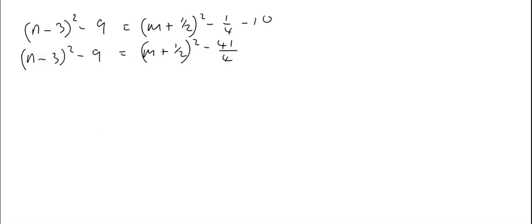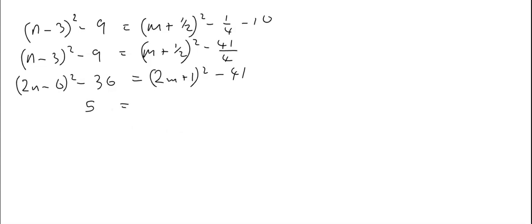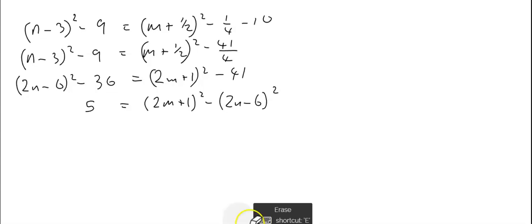I now multiply both sides by 4 to get rid of fractions, and I get (2n minus 6) all squared minus 26 equals (2m plus 1) all squared minus 41. I now add 41 to both sides, subtract (2n minus 6) squared, and I have a difference of 2 squares. I find it easier with the 5 physically on the right hand side, so I put that there.